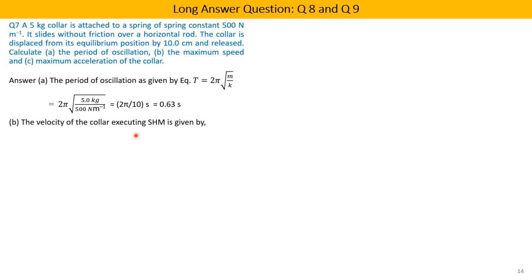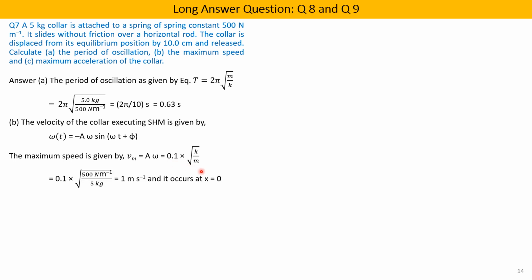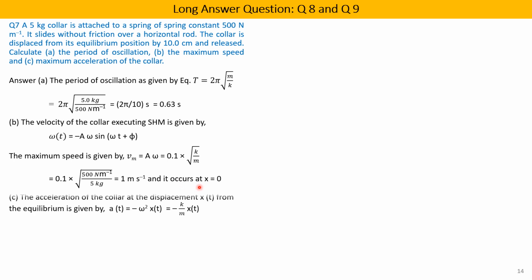The velocity is given by the relation v of t equal to minus A omega sine of omega t plus phi, where all the notations are standard symbols. Therefore, v maximum, that is the maximum speed, is given by A omega, that is A is 0.1 into square root of k by m, and substituting the values, velocity maximum is 1 meter per second, and it occurs at x equal to 0.